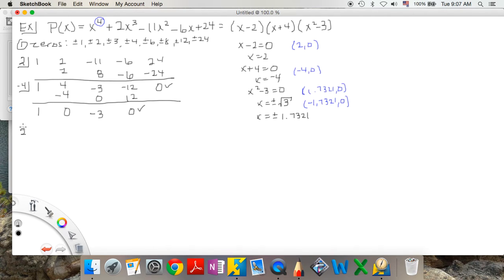When we look at the tails, this is an even degree, so they're either both going to be up or both down. We look at our leading coefficient here. It's 1, so it's positive, which means the tails are going to be both up.